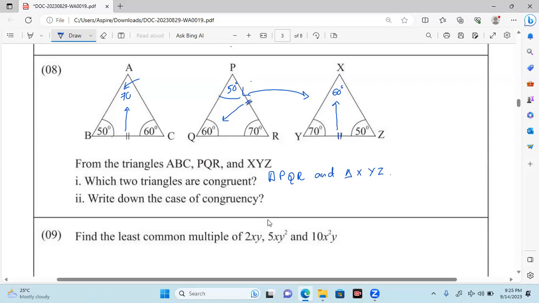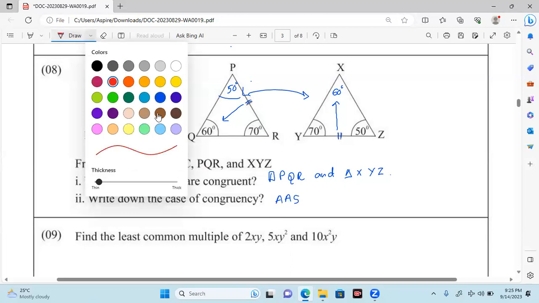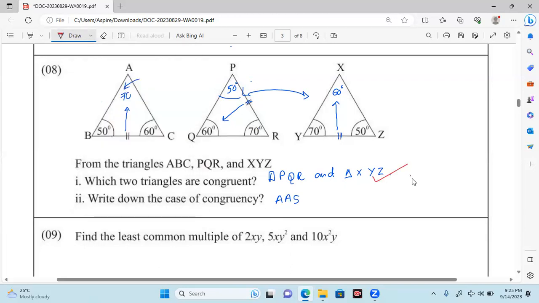They asked to write the case of congruency. What is the case of congruency? SSS? No, AAS. Two angles and a side, no? Then it is AAS. When you give the marks, 1 mark for this one and 1 mark for this. All together, 2 marks are given.